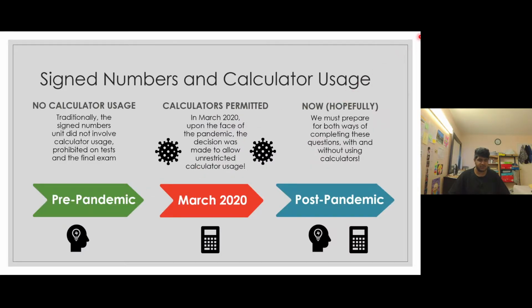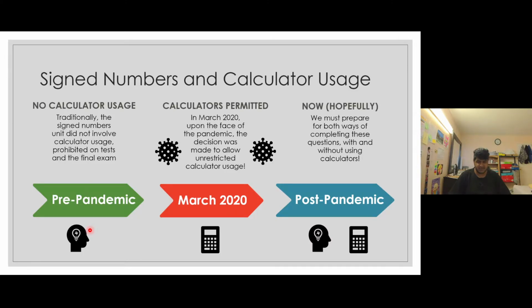Okay, so here's a preamble to the whole section, and it's this whole controversial part about calculator usage. Now, traditionally, signed numbers is taught in a way which does not involve using calculators. So calculators are generally prohibited on tests and on the final exam, and this is how everything ran pre-pandemic. And so it would generally involve a lot of mental math. However, as you know, in March 2020, the whole thing broke down. The whole pandemic sort of flew open.